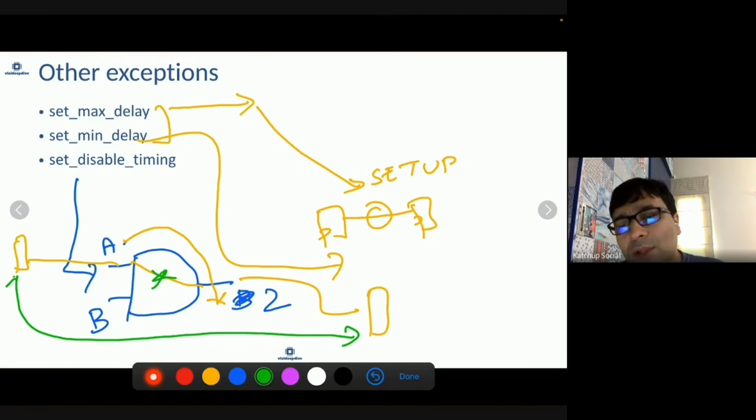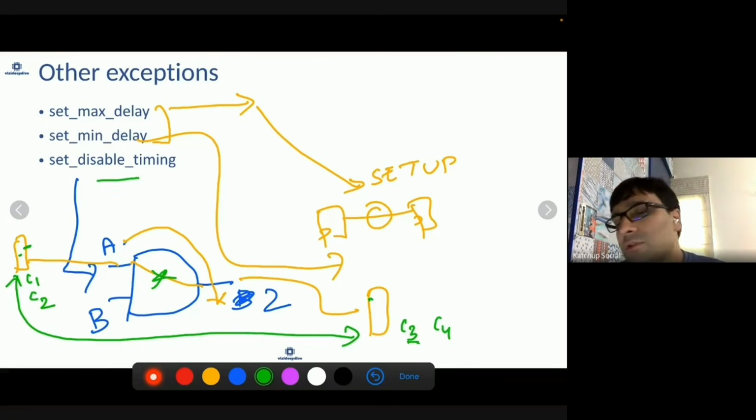Set false path is more robust. For example, let's say there are two clocks coming here, C1 and C2, and there are two clocks here, C3 and C4. Set disable timing will just not time any of the paths. The set false path command can be used to false specific paths. You can tell it to set false path only from the C1 clock through this flop to this pin and C3 clock, but C2 to C4 will still be timed.